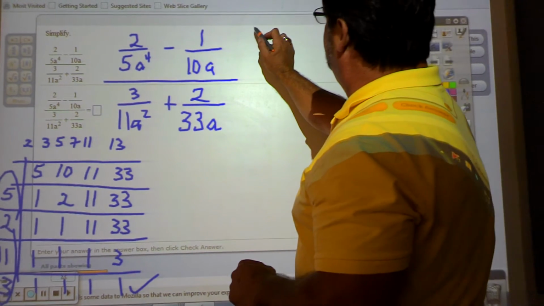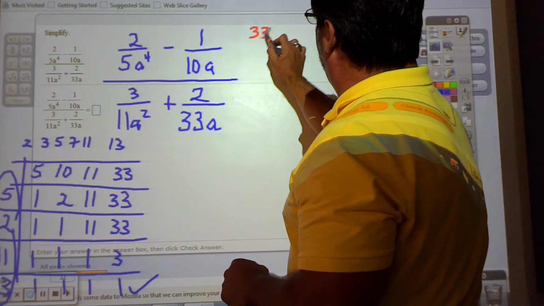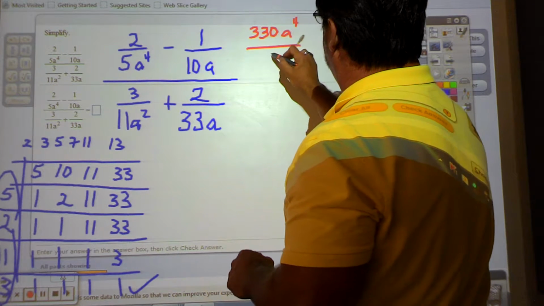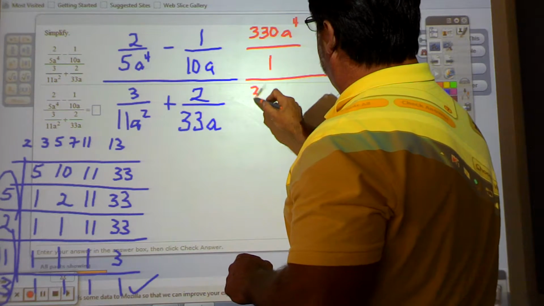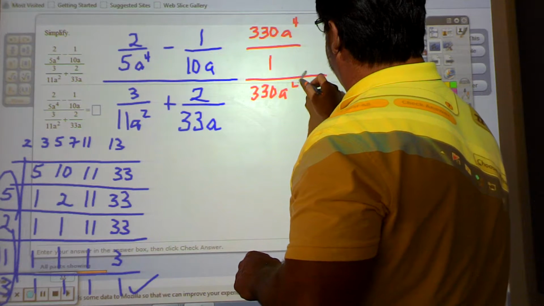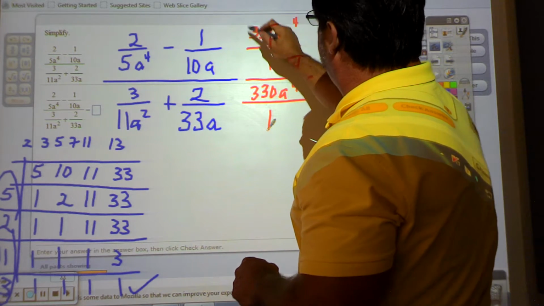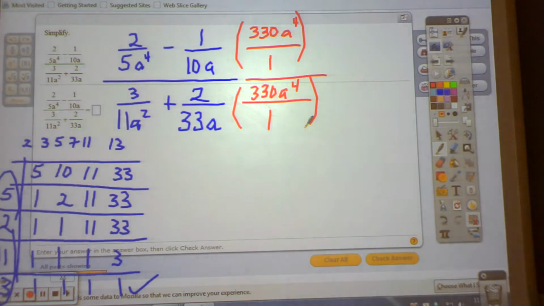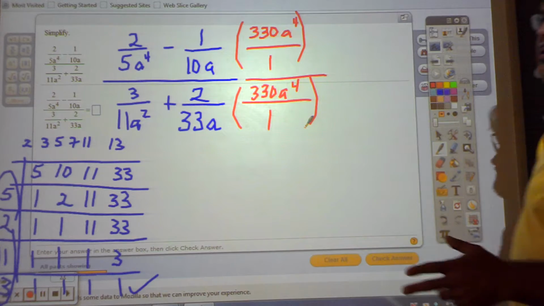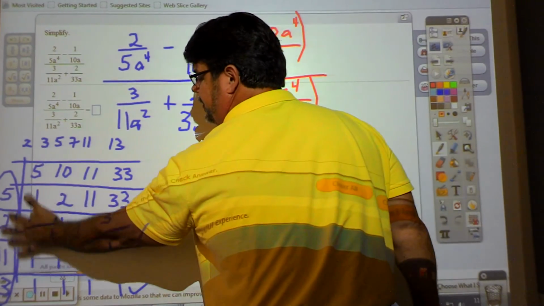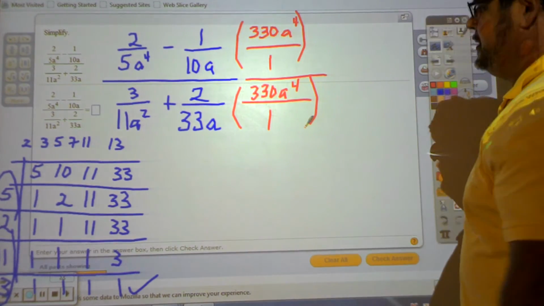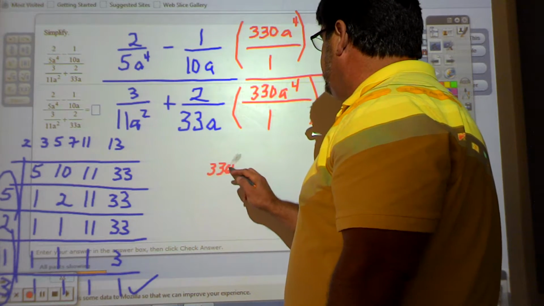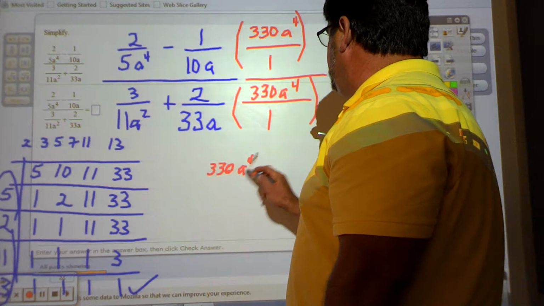So, 330 a to the fourth over 1, 330 a to the fourth over 1. So go ahead and multiply that through. And the good thing about it is you don't have to think too much because all your answers are right over here. I'll show you what I'm talking about. So I'm going to put a baby step in there. 330 a to the fourth over 1.